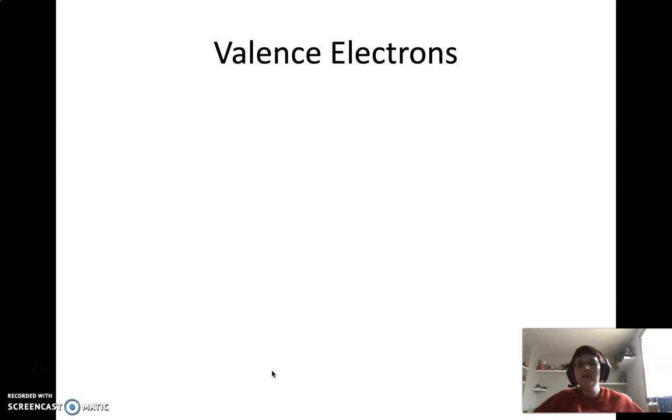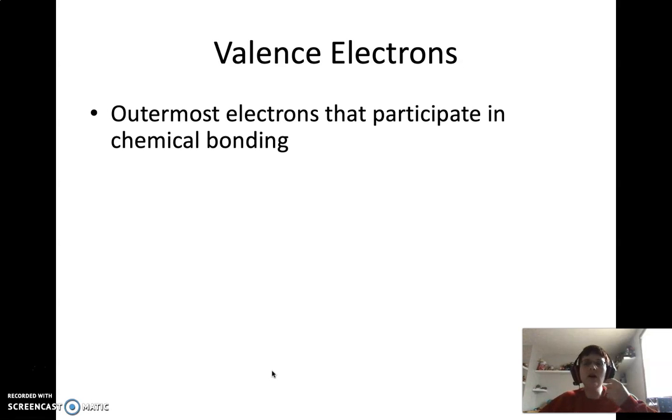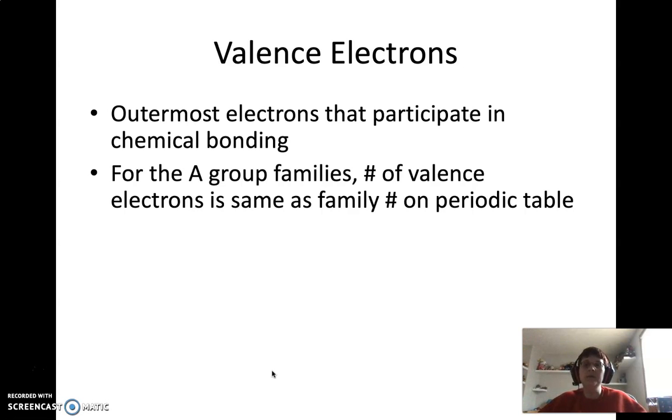Valence electrons, we saw these at the end of chapter 8. We talked about these some. These are the outermost electrons, and these are going to be the ones that participate in chemical bonds, which is what most of this chapter is about.